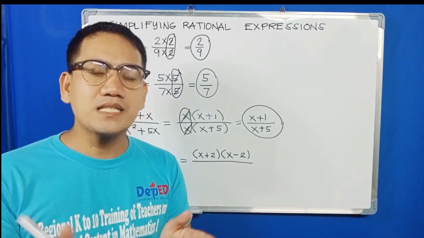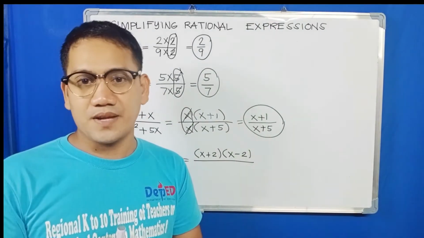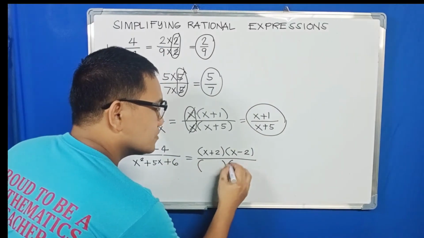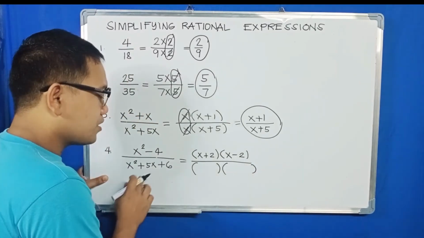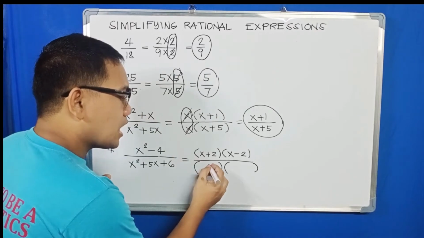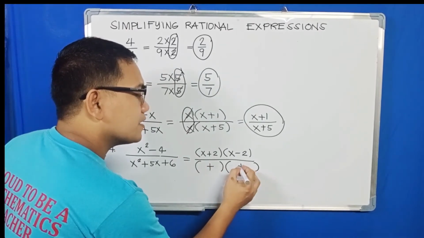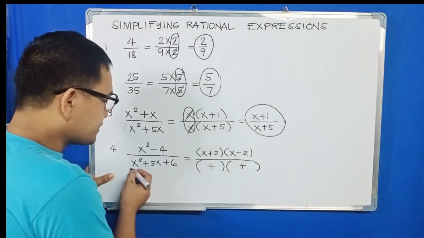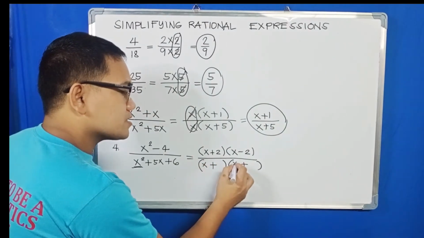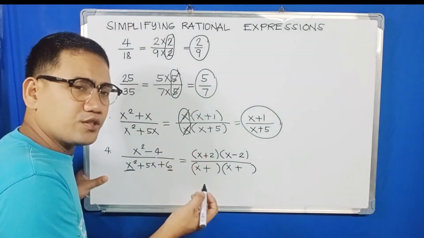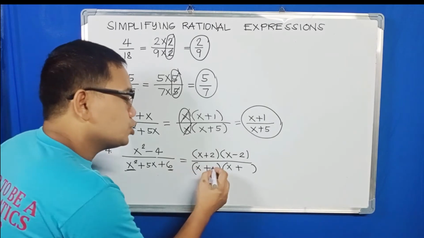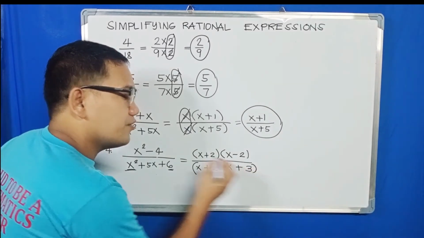Let's try to think of possible factors of x squared plus 5x plus 6. So here, we will have two binomials. Because our second term and third term are both positive, this means our binomial is separated by plus sign. First, possible factors of x squared would be x times x. And possible factors of 6 that if combined is 5 would be 2 and 3.